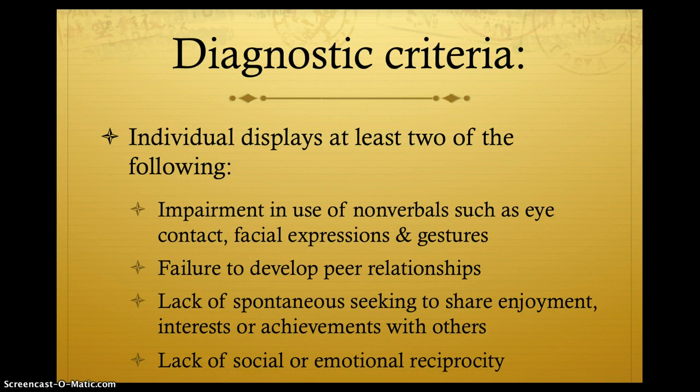The criteria, again, and we've talked about these earlier at the very beginning of the course, but within the realm of social behavior in particular, needs to include at least 2 of the following things you see on this slide. So we see a lack of eye contact, atypical expressions and gestures, not developing peer relationships, not looking for that shared kind of enjoyment or interests, and a lack of reciprocity.